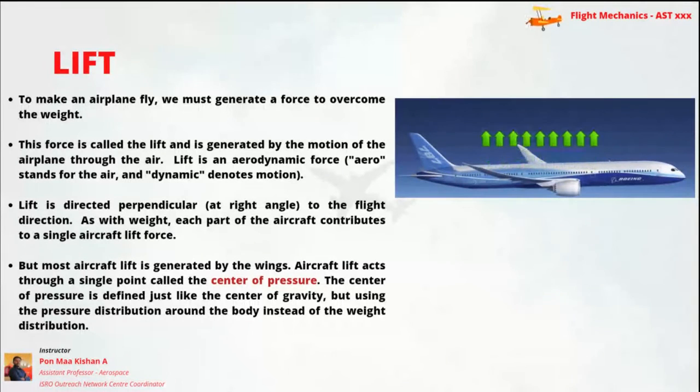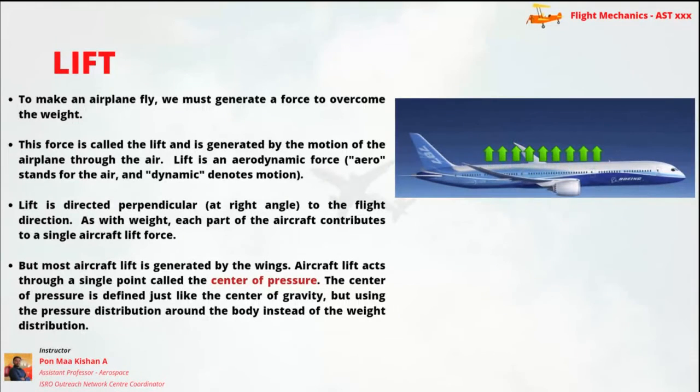Especially as the fourth point said, most aircraft lift is generated by the wings, right? As I told earlier also, most of the lift force is generated with respect to the wing. The lift acts through a single point called the center of pressure. If you see the cross sectional area of the wing, we will have an aerodynamic center, and a center of pressure where the whole pressure of that particular wing will be concentrated at one point, right?